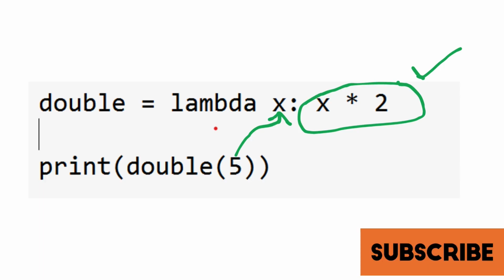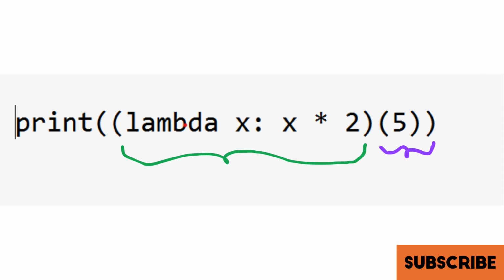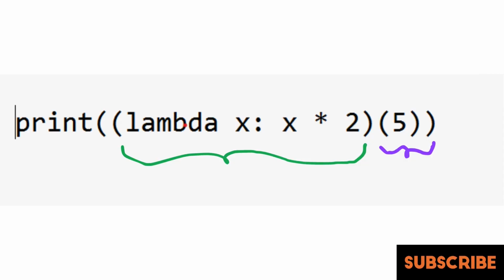You can even do this without assigning. See, we are directly using that lambda function inside a print statement. Actually, we are doing two things at once here. First, we define the lambda function, which takes the value of x and doubles the input. And then we immediately call it with the value 5. It's like define it, call it, and done. That's lambda in one breath.